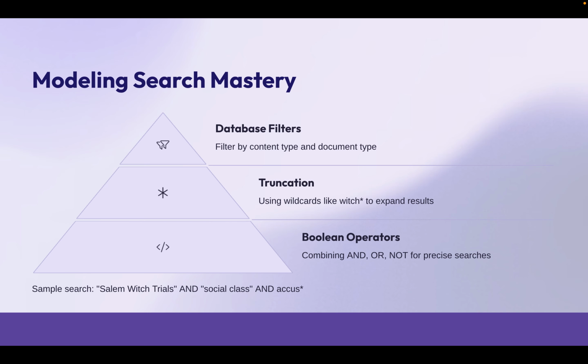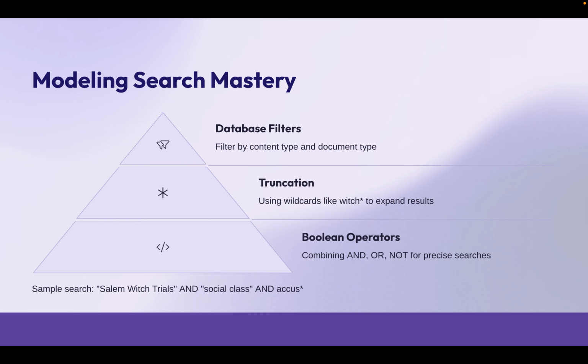A big part of the tutorial focuses on modeling how to conduct a well-planned search. This starts with breaking down a research question into its key concepts. For this case study, the question is, how did socioeconomic factors influence who was accused in the Salem witch trials? From this, we can generate a concept table with interchangeable terms like Salem witch trials, accused women, property ownership. We can then connect these using Boolean operators.